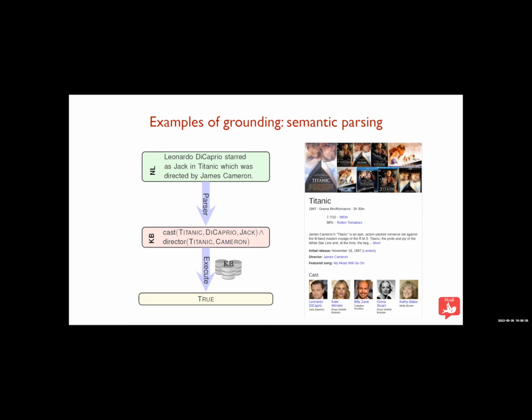And in the NLP world, we also see grounding in semantic parsing a lot. If you take this statement, Leonardo DiCaprio starred as Jack in Titanic, which was directed by James Cameron, this can be grounded as code. In this particular case, as a Freebase query, and I can validate whether this is true or not, and you get true. But we want much more freely conversational systems.